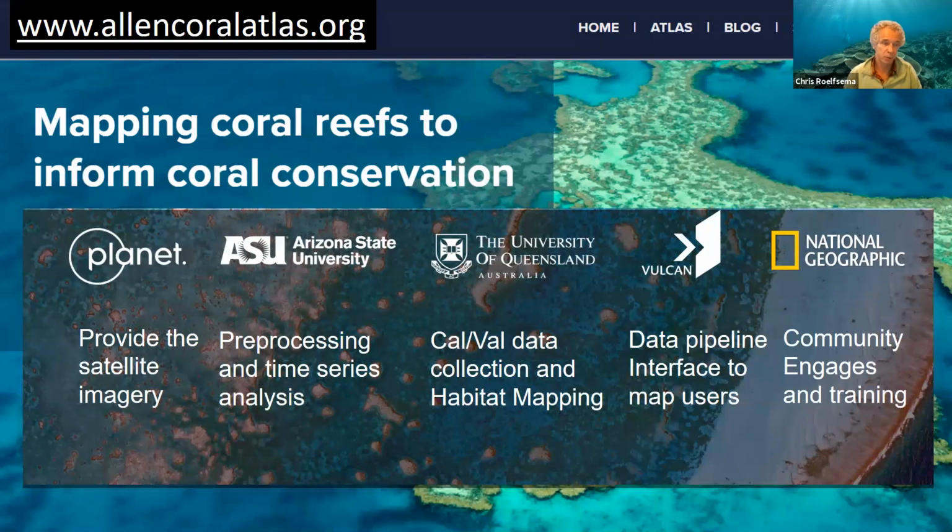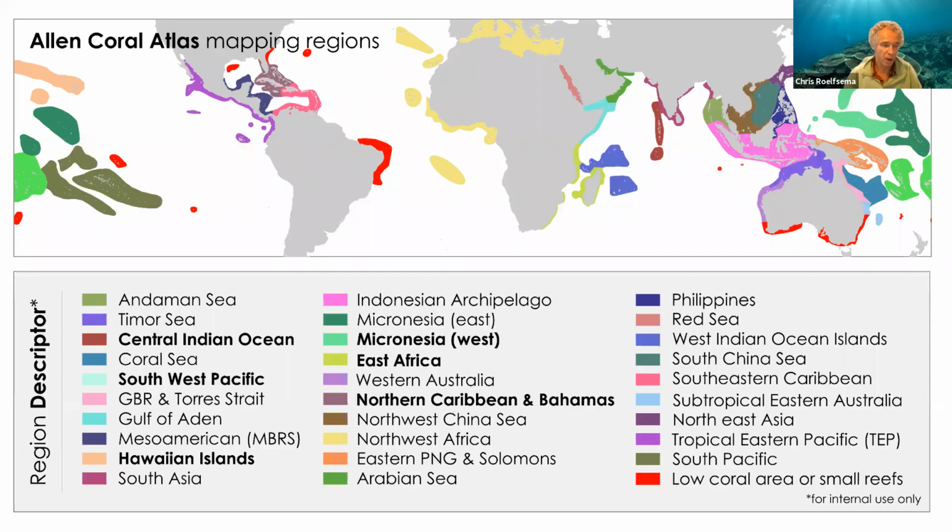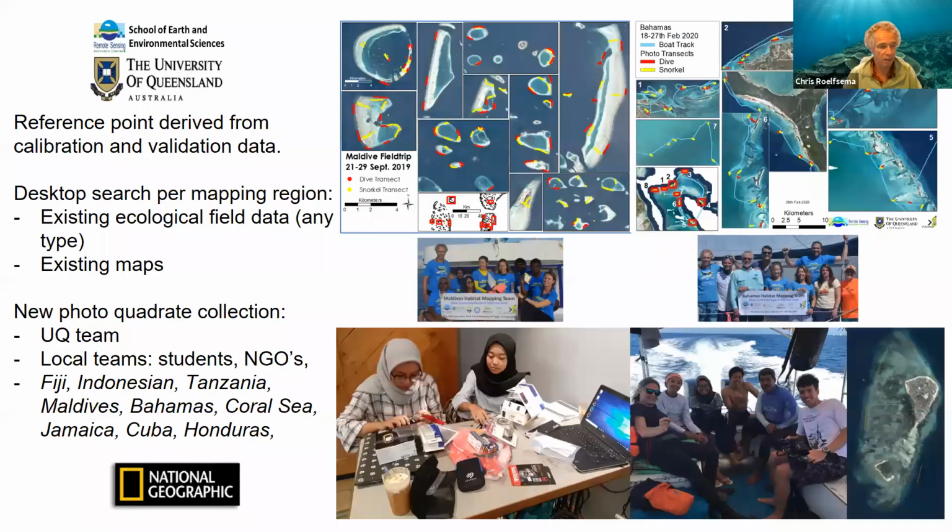To do this mapping, we divide the world into mapping regions, characterized by the ecology, but also the type of reefs in those areas. For every mapping region, we try to get an enormous amount of field data through desktop studies. That's led by Kat Markey and her team, to get existing ecological field data and existing maps. In some parts, we train people up to use our photo transects and have teams going globally, to different areas in the world, to get photo transects to provide us with even more detail.